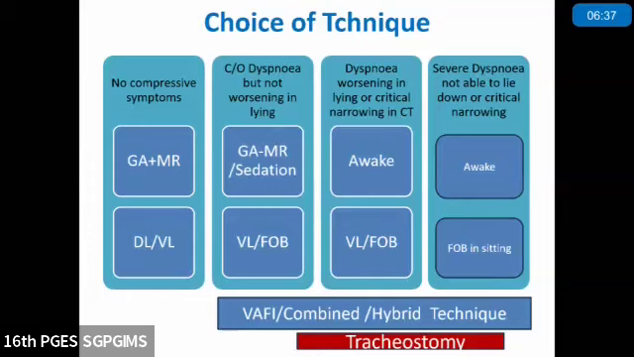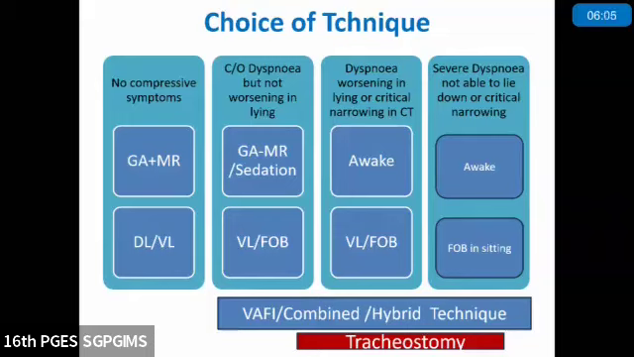But if patient has a history of dyspnea, but that is not worsening on lying down, then we can choose general anesthesia with or without muscle relaxant, and intubation can be proceeded with the video laryngoscope or flexible fiber optic intubation. But if patient has dyspnea, which is worsening on lying down, or patient has a critical narrowing on the CT scan, then awake intubation with flexible fiber optic or video laryngoscopy is advisable.